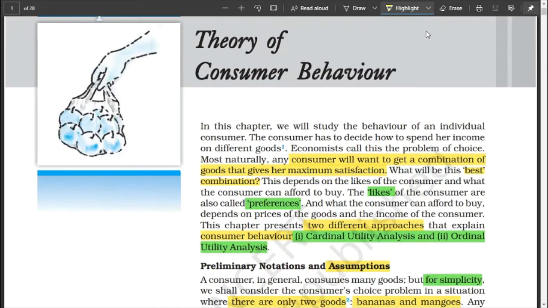Chapter 2, Theory of Consumer Behavior. We have talked about consumer before. So who is a consumer? A consumer is you and I, a person who seeks to achieve maximum satisfaction by spending our given income. So we always want to get maximum satisfaction from the money we spend. So we try to arrive at the best combination that we could derive from the given income.